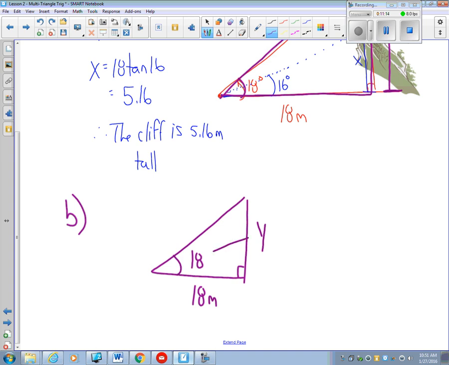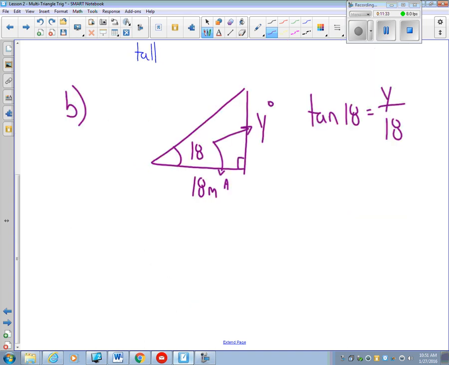Well, again, this kind of looks like an opposite and an adjacent, a tan question all over again, right? The same kind of tan question we just did a second ago. And so I can say the tan of 18 equals the opposite, y, over the adjacent. Okay, cross multiply and solve. So y will be 18 tan 18. Punch out all my calculator, I get 5.85.